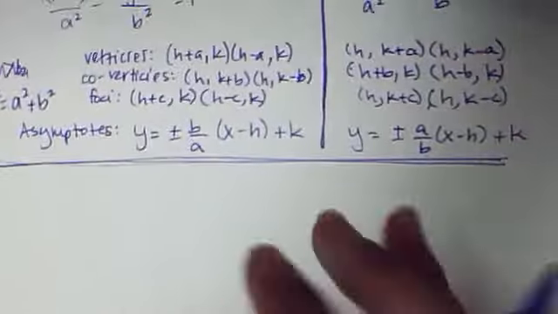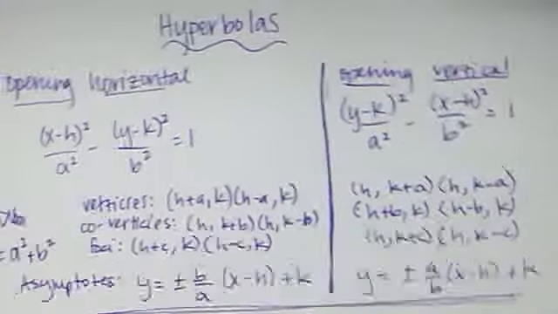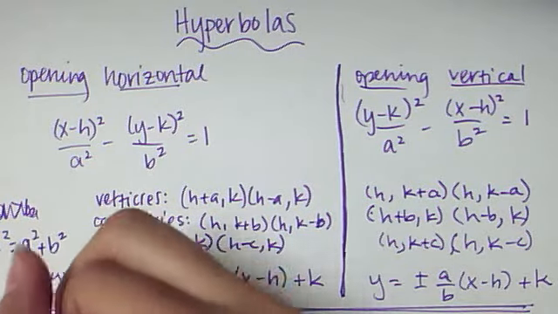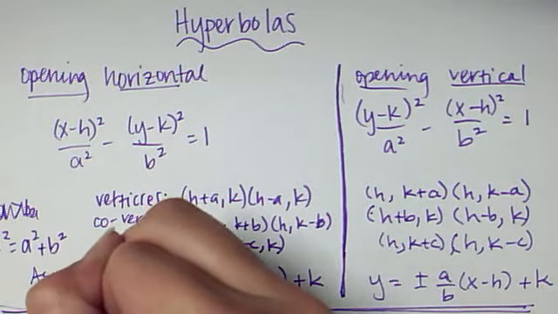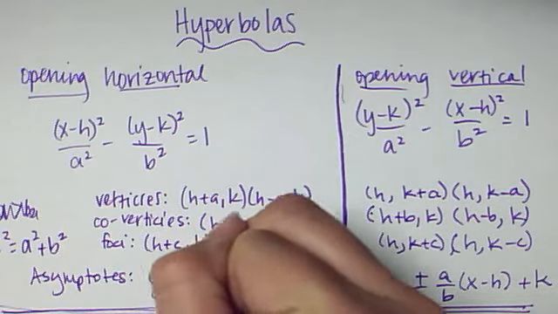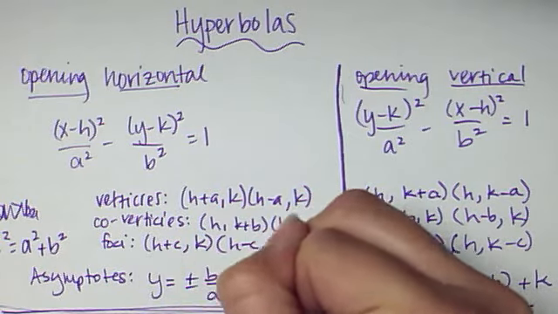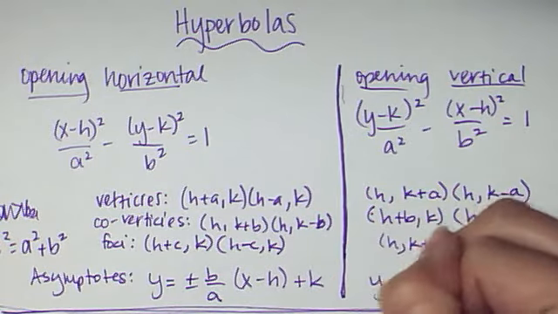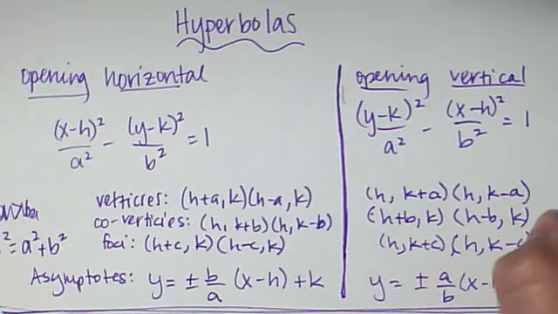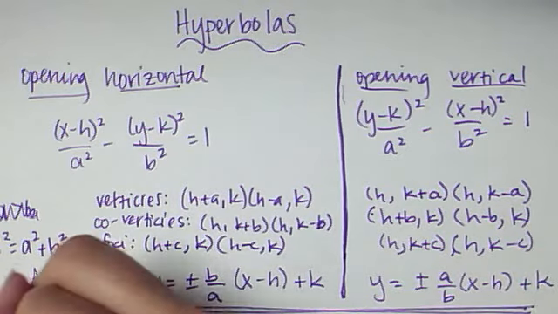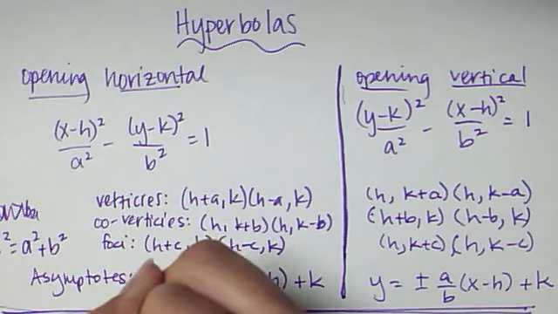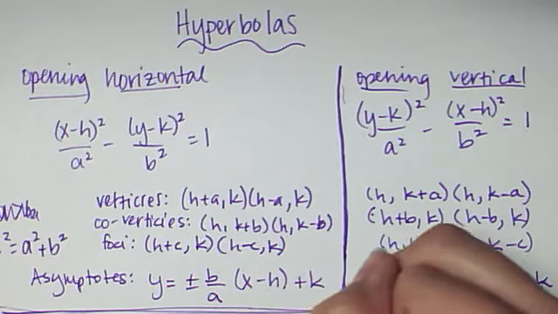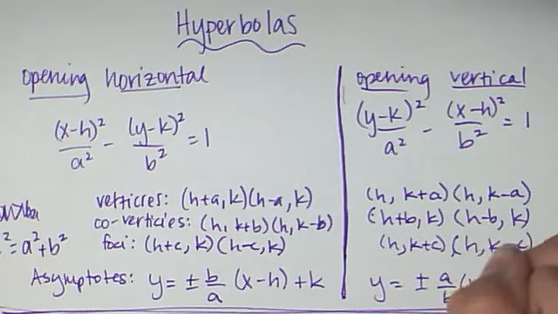Let me zoom out just a little bit here. That's our general information for hyperbolas. Let's go ahead and look at an example. Number 1. I want you to determine the center, the vertices, the foci, and the asymptotes of the hyperbola with the equation, so using the equation, and sketch.